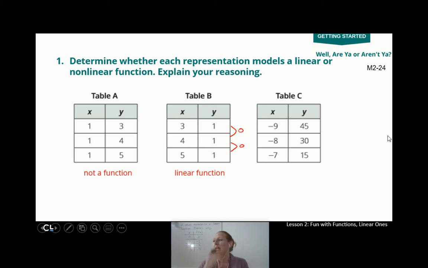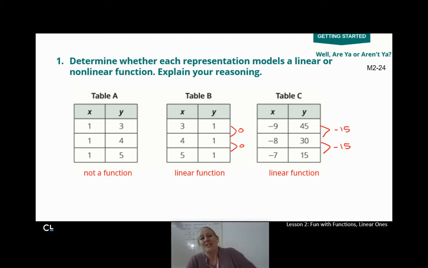That's good. And table C, again, it does look like I can use first differences here, right? -9, -8, -7. So up 1, up 1, up 1. Awesome. I can use first differences here. So 45 to 30, it looks like we have to subtract 15. 30 to 15, it looks like I again have, oh, I got the same first differences. It's a linear function. Yay.